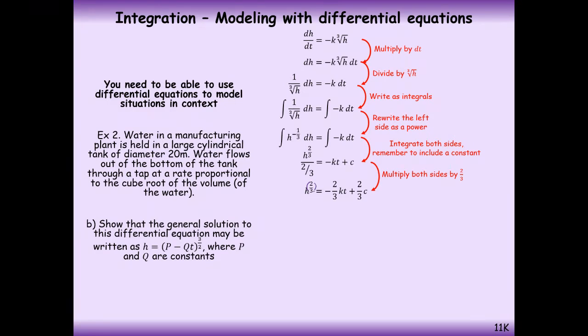That means the power of two-thirds needs to be multiplied by 3 over 2, so it cancels away. So on the right side, the negative two-thirds kt plus two-thirds of c must be raised to the power of 3 over 2 as well, because of this constant here. Therefore, we will have exactly the form that the question told us we should get.